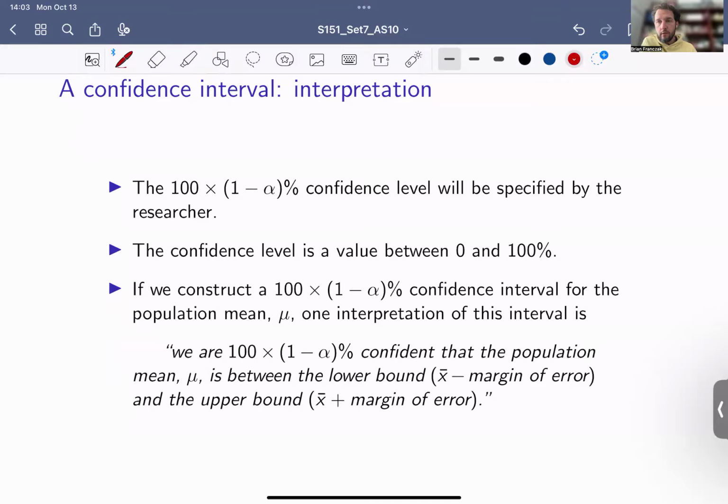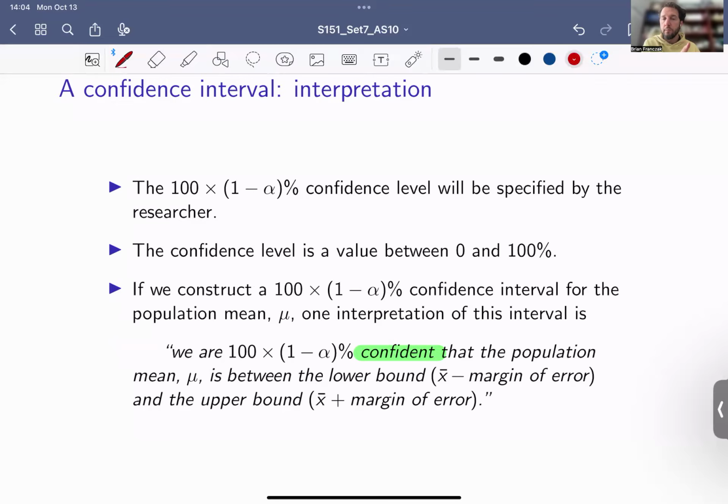We are some percentage confident. Note the word confident here. That word is very important. We are some percent confident that the population mean is between the lower bound and the upper bound. So when we are applying this statement to practical problems, it will read something like, we are 95% confident that the population mean is between -2 and +4, for example.